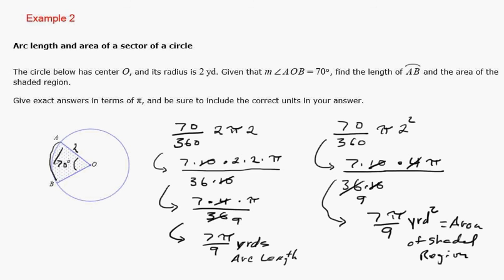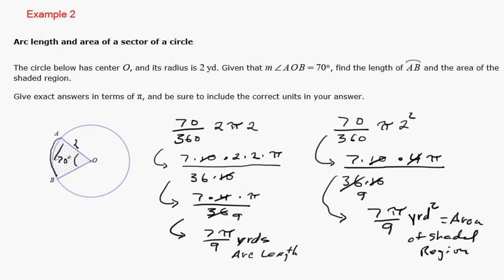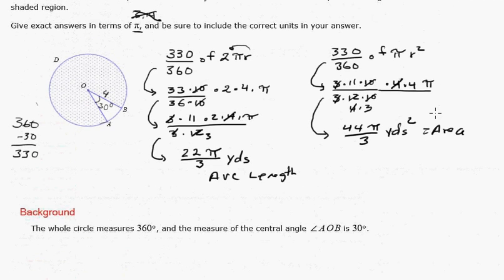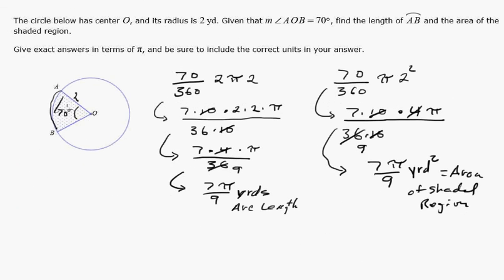So there's 2 examples. In one case, to get the shaded region, we had to subtract. But in this case, they gave us the angle for the shaded region. So you've got to watch that and be careful.